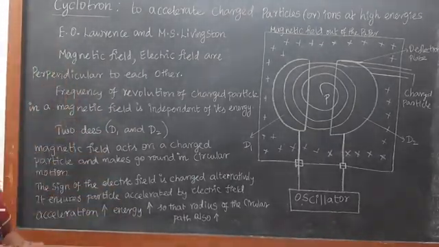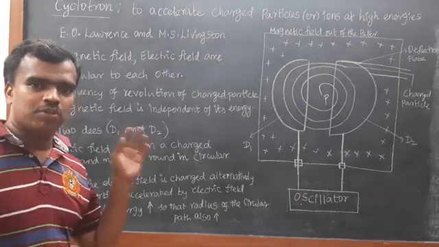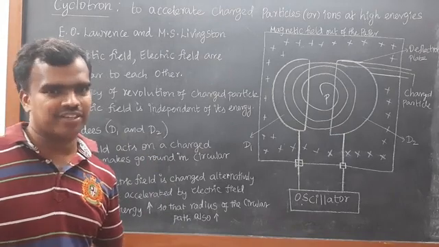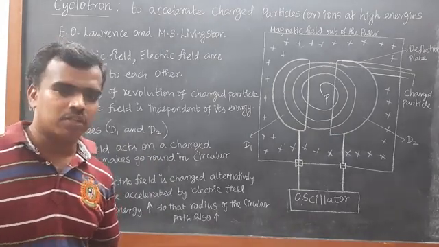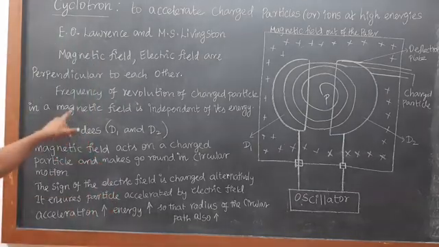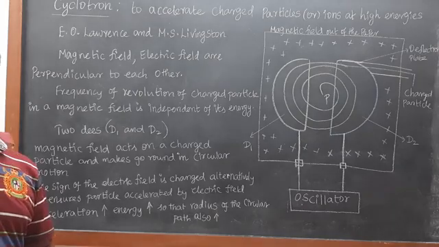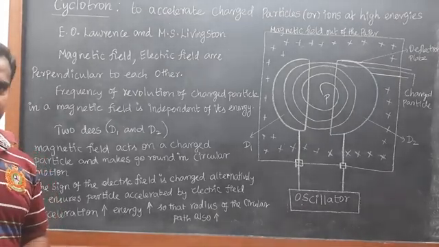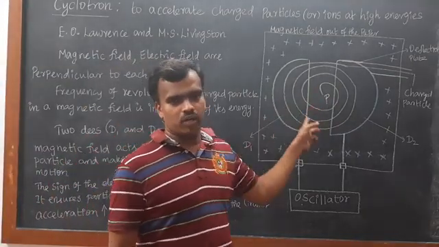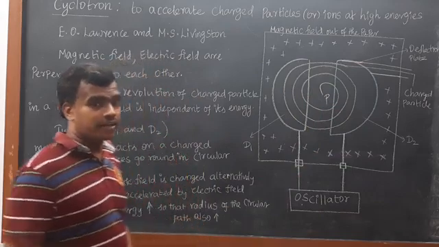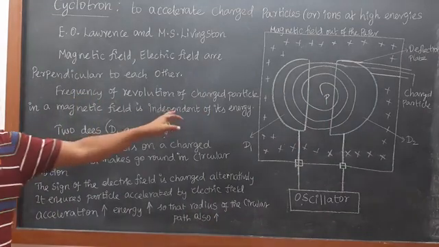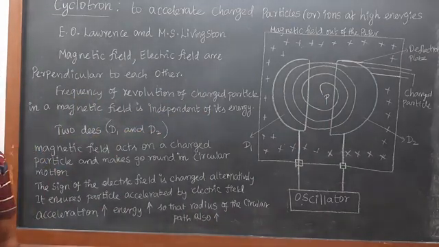In the cyclotron, we use both a magnetic field and an electric field, both perpendicular to each other. That's why we call it a cross field. Cross field means the magnetic field and electric field are perpendicular. And the frequency of revolution of charged particles in a magnetic field is independent of energy. The particles are revolving here, and that revolution is independent of its energy.